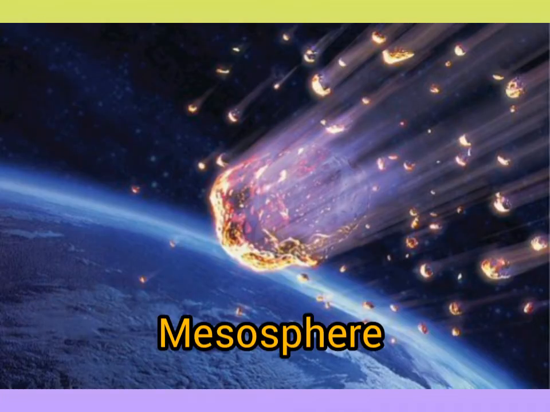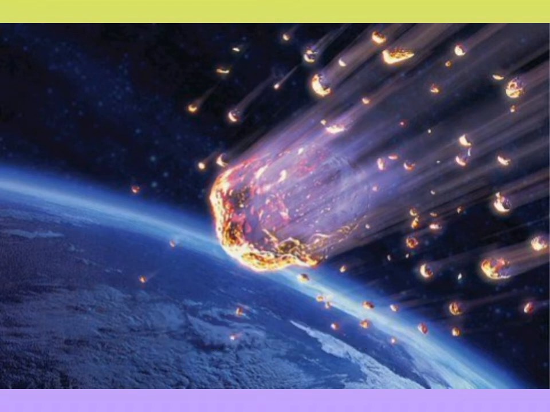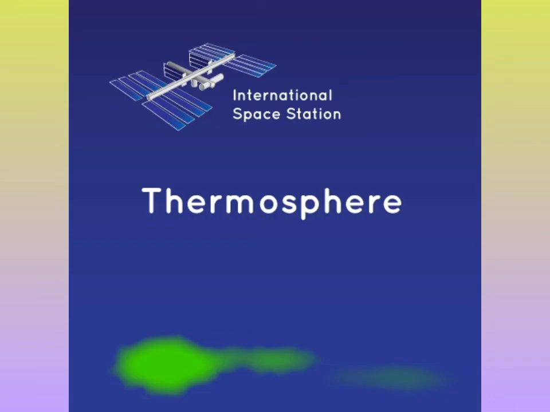The next layer is the mesosphere. Meteors and other stones from space burn up in this layer and do not reach the earth. The next layer is the thermosphere. Here, the temperature may reach up to about 2000 degrees centigrade, and space shuttles orbit around the Earth in this layer.